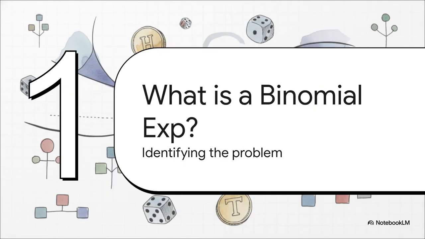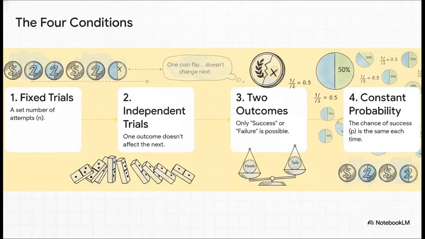Okay, first things first. We have to know when we can actually use this thing. You can't just throw the binomial distribution at any old problem. It has to fit 4 very specific conditions. Seriously, get these 4 rules down and you are already halfway to mastering this. So here they are, the 4 non-negotiables.